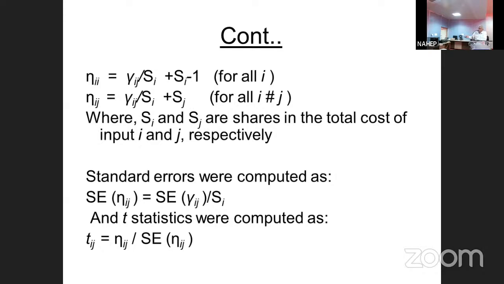This is the elasticities, and for i not equal to j, they are the cross elasticity: the effect of fertilizer on labor, effect of fertilizer on irrigation, and so on. So this is the one we estimate. Then we estimate the standard error of this elasticity by this formula.